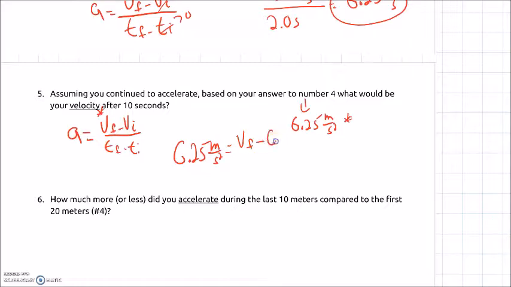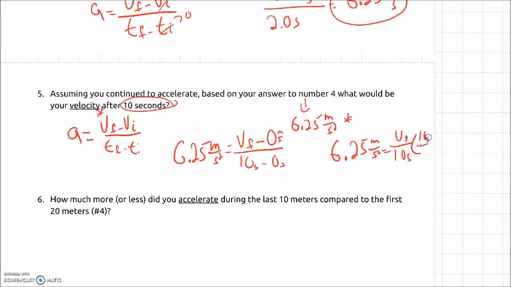We start from 0, so we can just plug in that 0 meters per second. And our time final is given here as 10 seconds, so we can go ahead and write that down, minus 0 seconds. So we have 6.25 meters per second squared is equal to VF over 10 seconds. We can solve that relatively easily. We multiply both sides by 10 seconds over 1. 6.25 times 10 is 62.5.